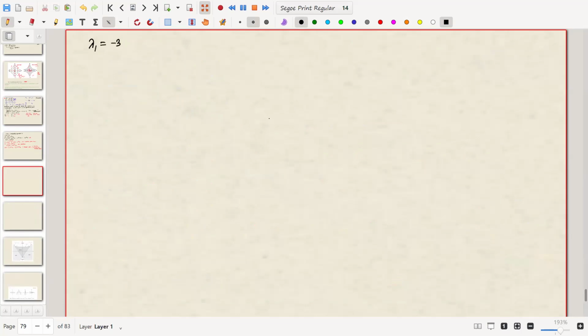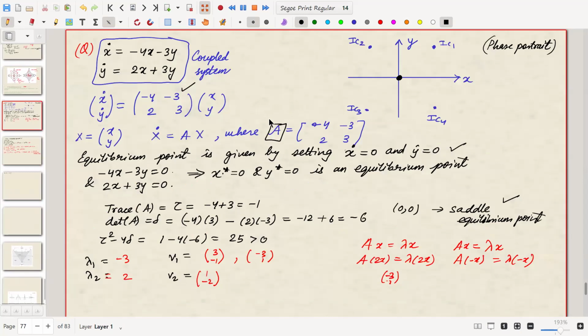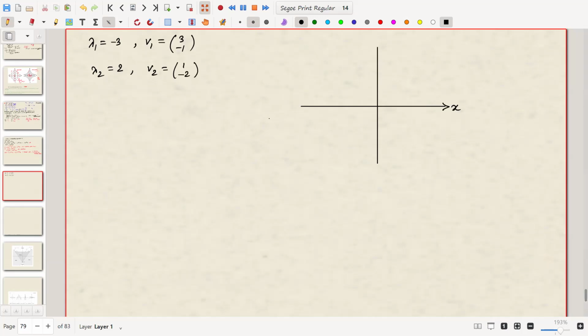Minus 3. V1 is, corresponding, V1 is 3, minus 1, right? Then lambda 2 is 2, V2 is 1, minus 2, right? Based on that, let us draw the phase portrait. 0, 0 is the fixed point that I am giving you as a big dot.